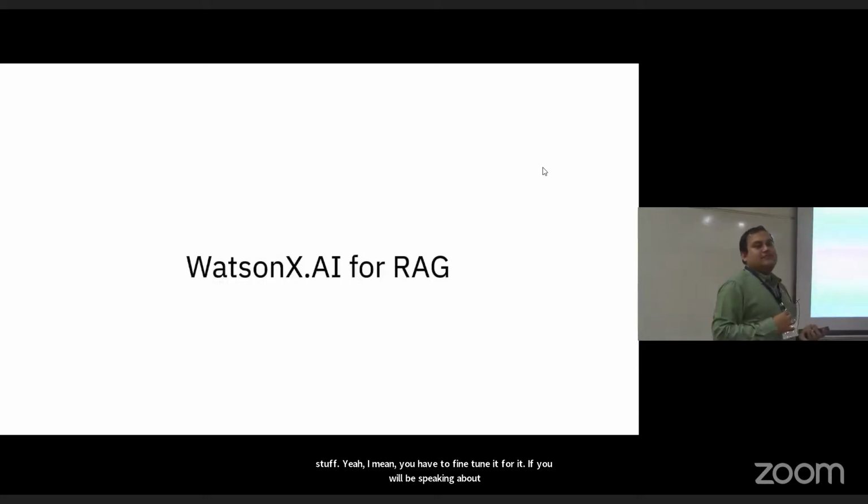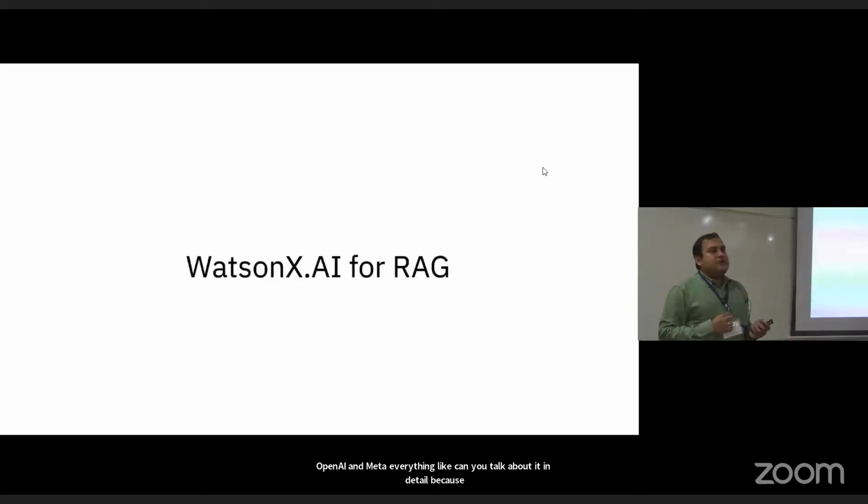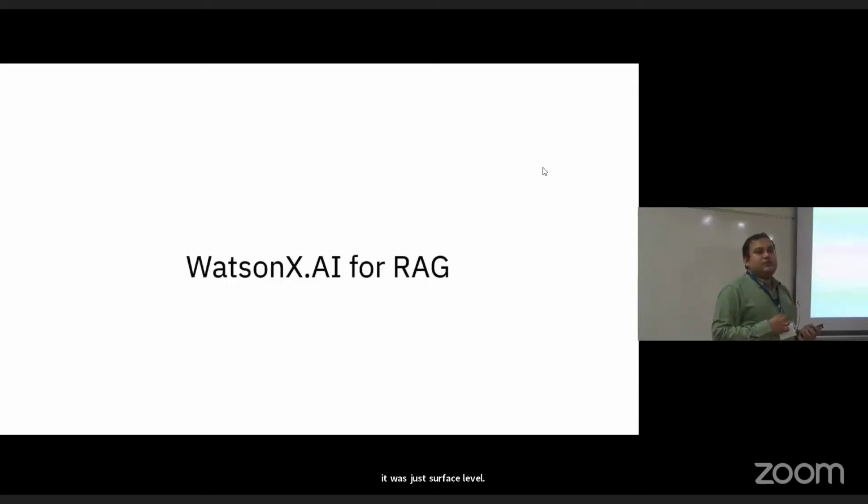Another question: you talked about the fairness of IBM compared to OpenAI and Meta and everything. Can you talk about it in detail, because it was just surface level? Okay, so basically by fairness, what I mean is whenever we are releasing a model, if it is to be consumed by an industry for commercial purposes, it needs to satisfy certain criteria. For example, it needs to be transparent, it needs to use license-friendly data that you are free to use for commercial purposes. Those are the things IBM purposefully makes sure of during its training.